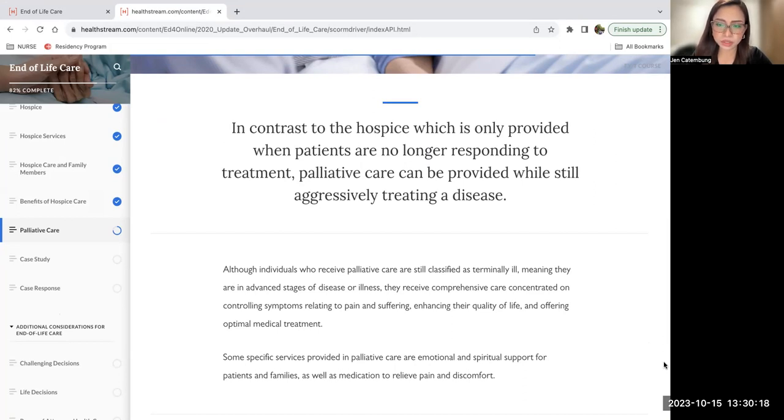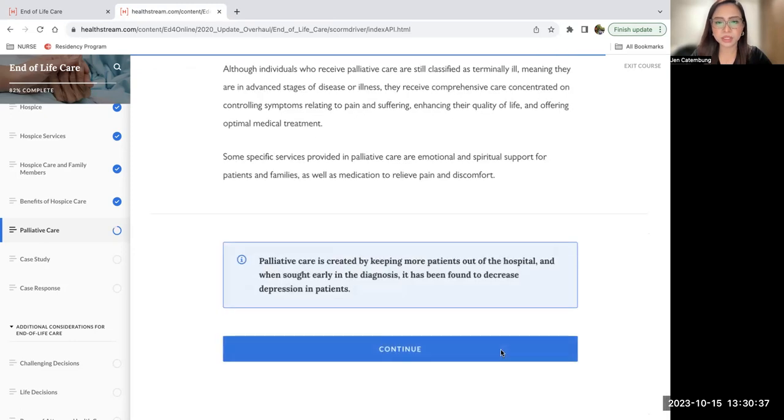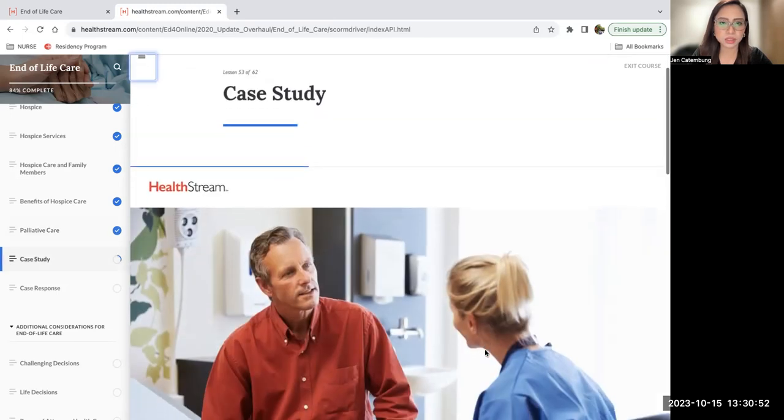they receive comprehensive care concentrated on controlling symptoms relating to pain and suffering, enhancing their quality of life and offering optimal medical treatment. Some specific services provided in palliative care are emotional and spiritual support for patients and families, as well as medication to relieve pain and discomfort. Palliative care is credited with keeping more patients out of the hospital. And when sought early in the diagnosis, it has been found to decrease depression in patients. Case study.